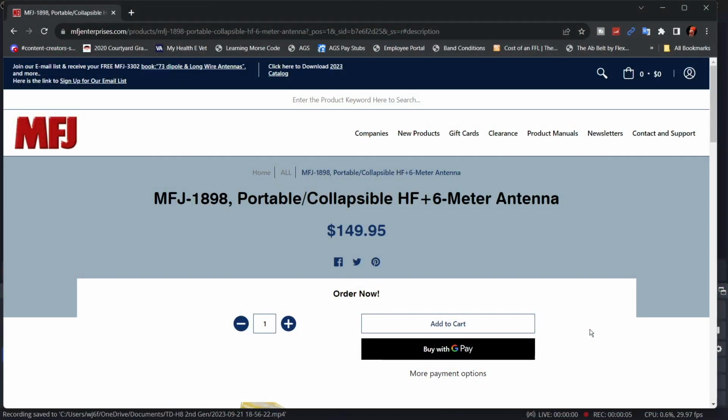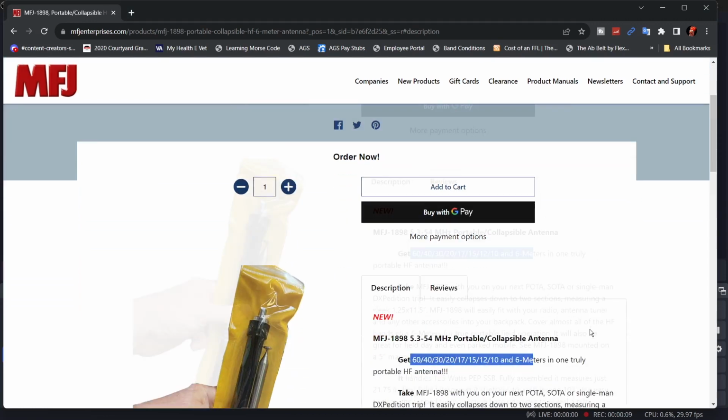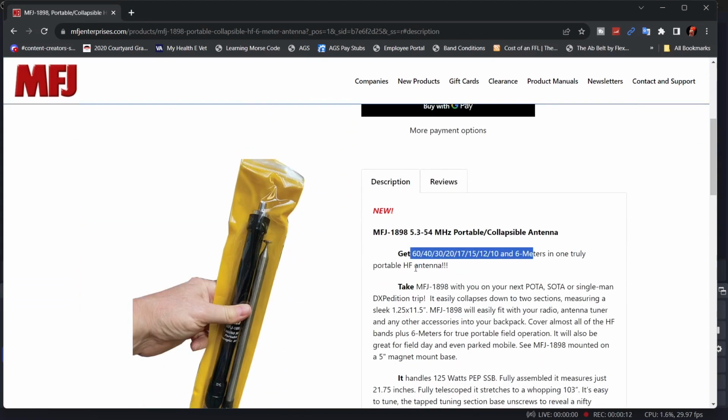Now, the items that come in the bag, well, this is it. You get the whip, and you get the tuning section. At the time of filming this video, this antenna is going for $149.95. With it, you can get 60 meters, 40, 30, 20, 17, 15, 12, 10, and 6.